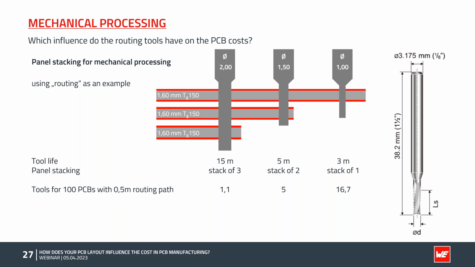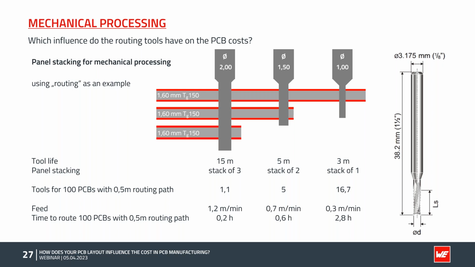So you see, this is the reason why we have a standard of 2 millimeter or 2.4 millimeter, depending on the technology, as a standard tool, which we normally would like to use due to the tool life and the possible panel stacking. Another parameter is the feed. So how fast can you route? And the smaller the tool gets, the slower you need to go in the FR4 material. So this again sums up to route time.